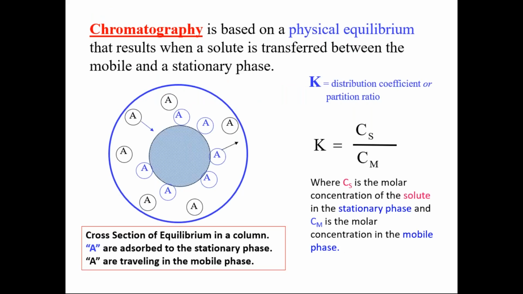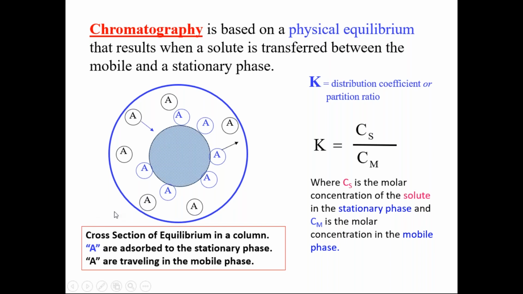So chromatography, as I said, is based on a physical equilibrium that results when a solute is transferred between two different phases, that is the mobile phase and the stationary phase. Now look at this figure where you have a stationary phase, the mobile phase, and the analyte A. At any point of time, some of the analyte A is attracted to the stationary phase, and some of the analyte A is freely moving in the mobile phase.